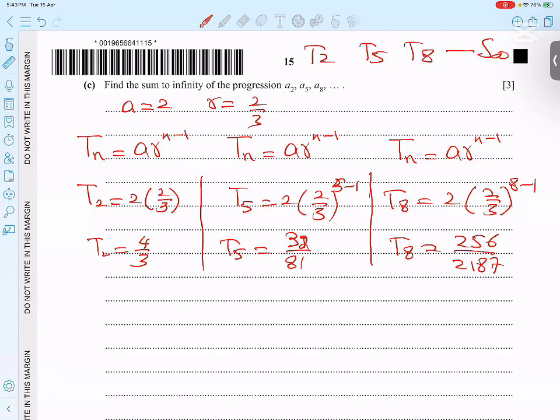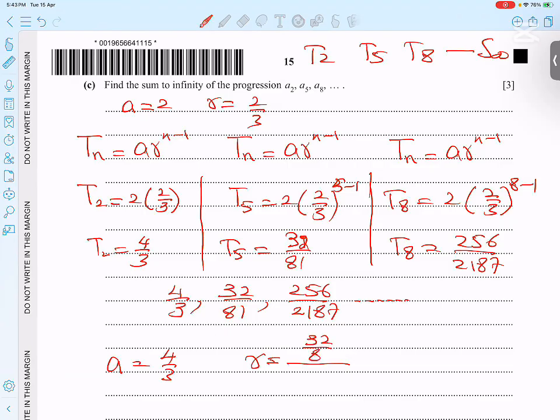According to the situation, these terms are behaving like a sequence. So what is the first term in this sequence? 4 over 3. What is the common ratio? Second term, keep it up, divided by first term, keep it down. And the value we are getting in this situation is 8 over 27.